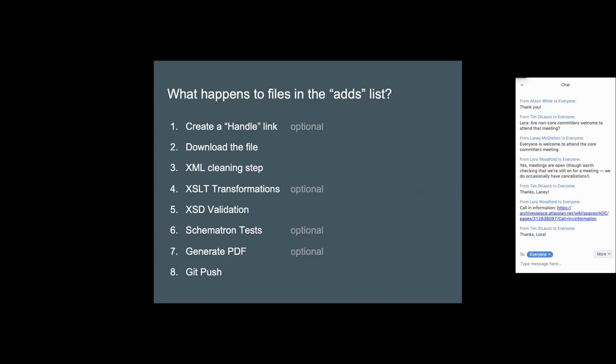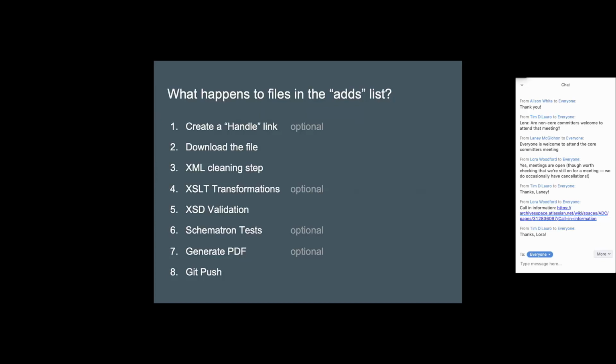The next step would be to generate a PDF. This is optional, but it's actually a step that we're relying on right now in our publication pipeline because this is how we're delivering PDF finding aids through our public interface. But it can be turned off if someone didn't want to use that.